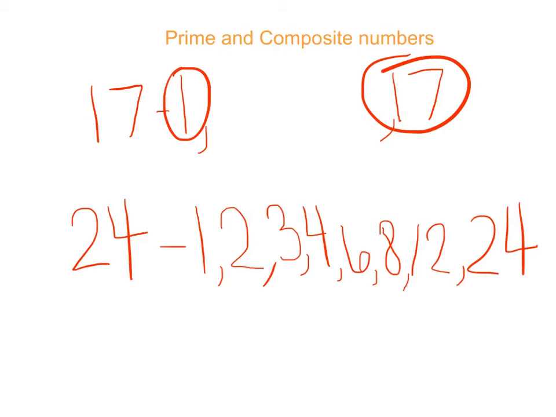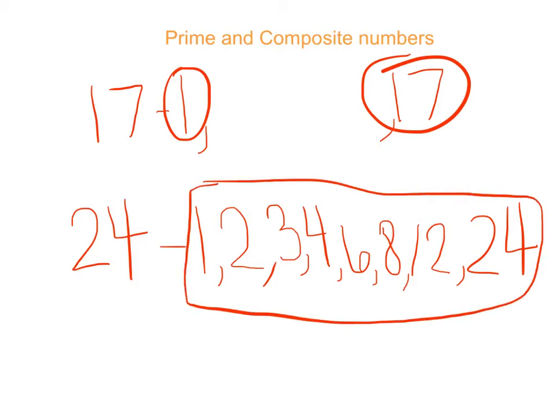So, wow, these two numbers look totally different to me. And they look different to you? Look at all of these factors for 24, and 17 only has 2. I think they have names for these kinds of numbers, don't they?